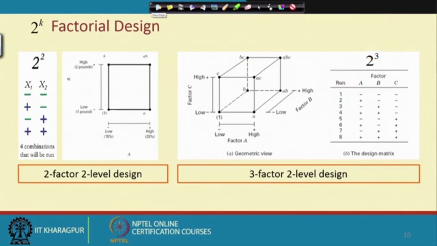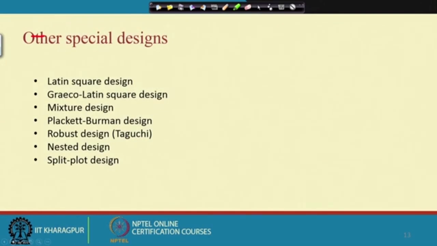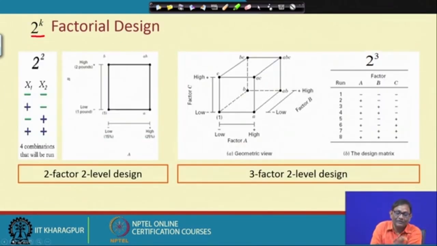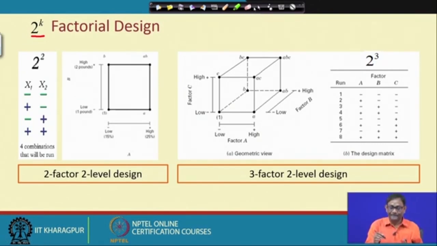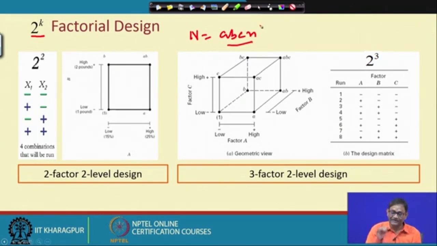So, this is known as 2 to the power k factorial design. What is the difference between 2 to the power k factorial design and general factorial design? In general factorial design, what do you observe? You observe that the factors have different levels: A with a levels, B with b levels, C with c levels. In the 3 factor case, the total number of experimental runs will be a, b, c into n, where n is the replication.